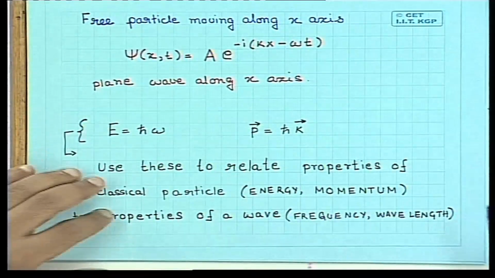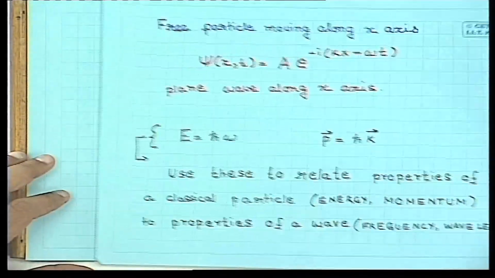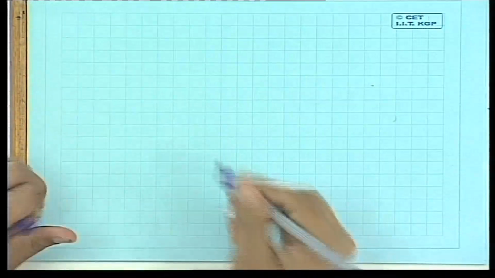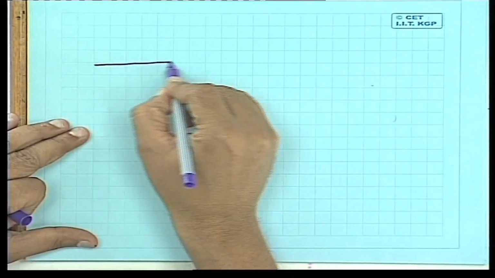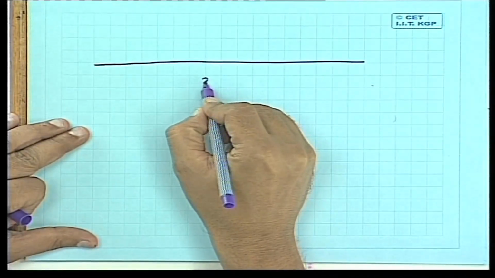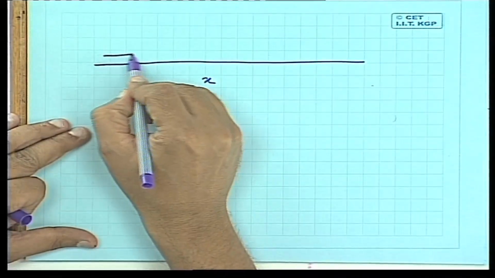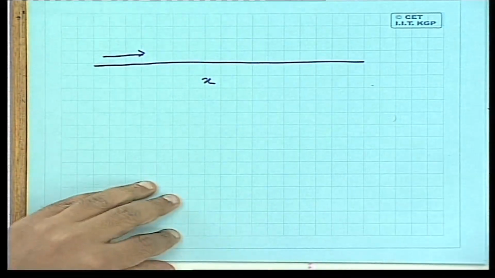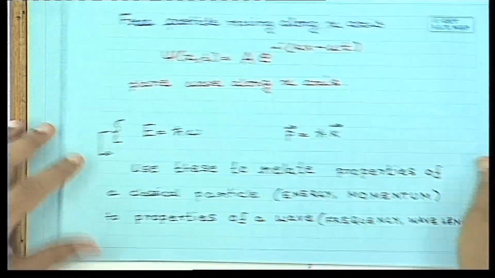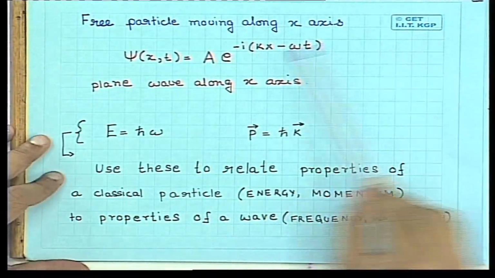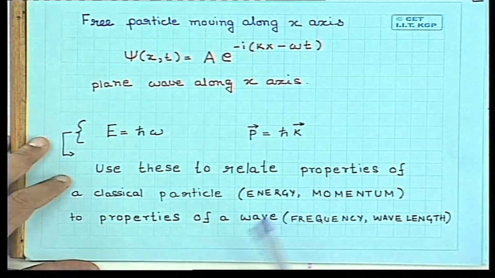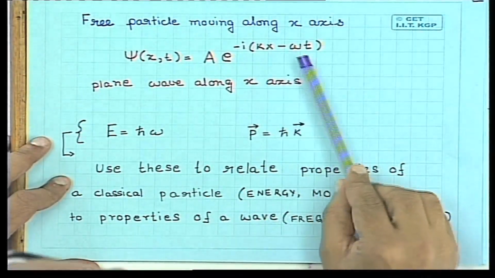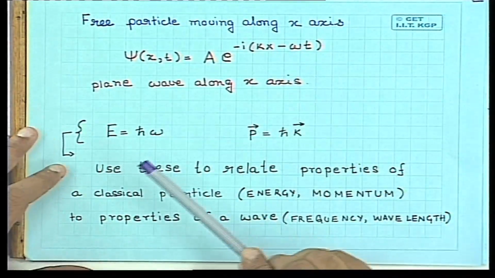So this corresponds to a wave propagating along the x-axis. This is the x-axis, and it is propagating in this direction. k is the wave vector, which is 2 pi by the wavelength, and omega is the angular frequency of the wave.